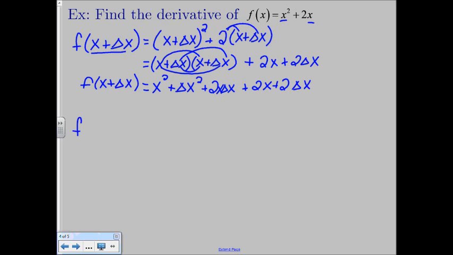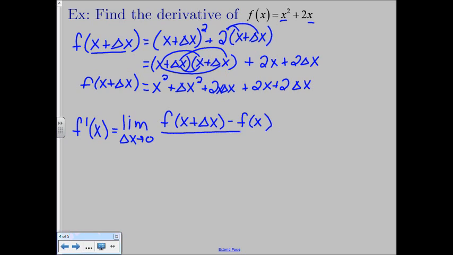So we get that the f prime of x, the derivative of x, is equal to the limit as delta x approaches 0. And we're going to write our formula just so that we can make sure that we remember it. So we get f of x plus delta x minus f of x all divided by delta x. Okay, so let's start plugging in for what we know.